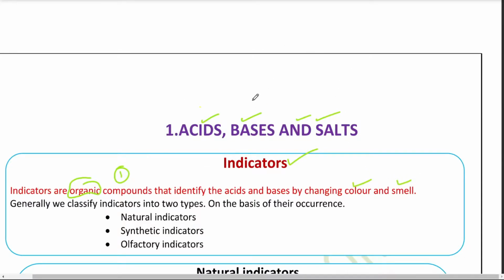Okay, so we generally classify indicators into three types based on their occurrence. First is the natural indicators, second is the synthetic indicators, and third is the olfactory indicators. Okay, so how they occur is the basis of classifying. Now let us study one after the other. What do we mean by the different types of indicators?